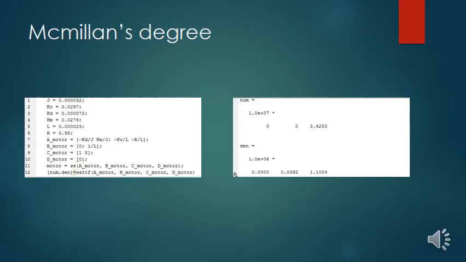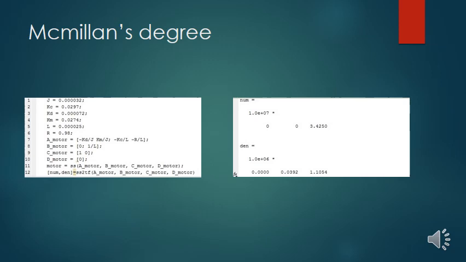This slide shows us the McMillan degree in our system. We know that the McMillan degree is used for the minimal realization of the system. So to find the McMillan degree, we basically need to find the transfer function of our state space model. So the code on the left hand side shows us exactly that. We realized the motor in the state space model, and then using the ss to tf function, we found the transfer function for our system.